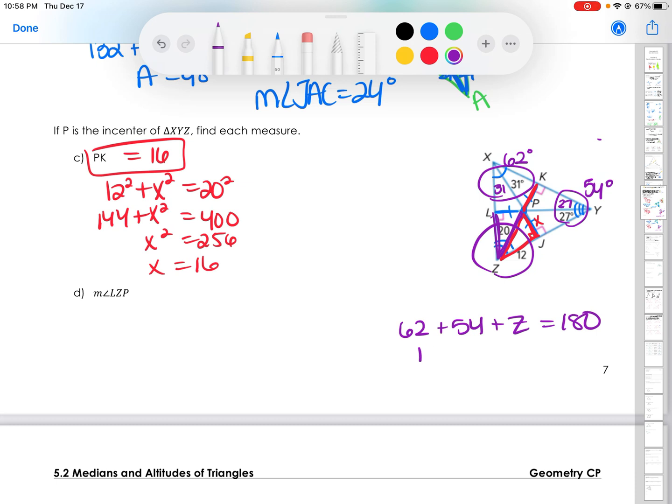So that is 116 plus Z is 180. So when I subtract, Z is going to give me 64. So half of 64 is going to give me one of those angles, because that would be bisecting. So my angle is going to be 32.